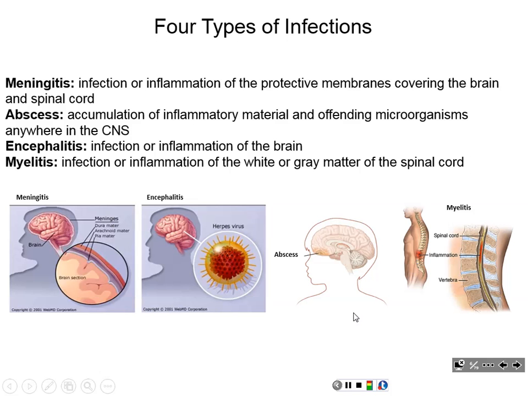Next, we'll talk about encephalitis, and these are an infection or inflammation of the brain itself, so actually of the brain parenchyma. And the last type of infection that we're not really going to focus on today is myelitis, and this is an infection or inflammation in the white or gray matter of the spinal cord.